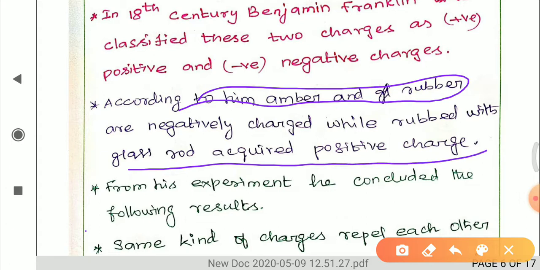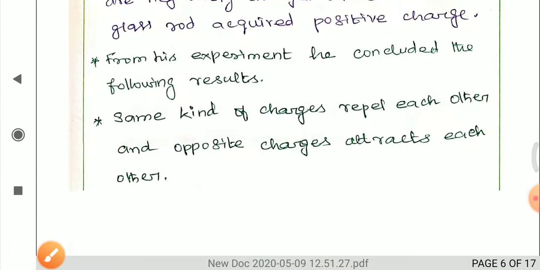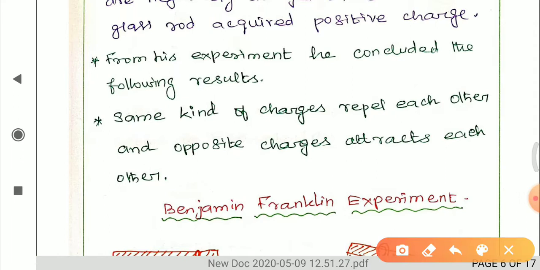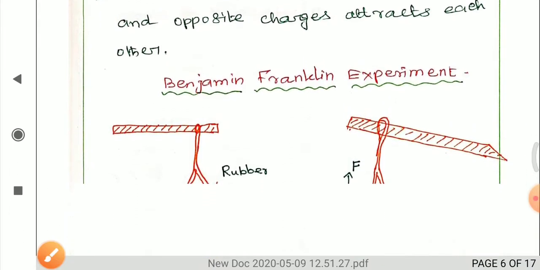From his experiment he concluded the following results. What are the results he concluded? That is very important. Same kinds of charges repel each other and opposite charges attract each other. These are the very important results given by Benjamin Franklin. Then he conducted one experiment to explain this concept. It is given here in the picture.